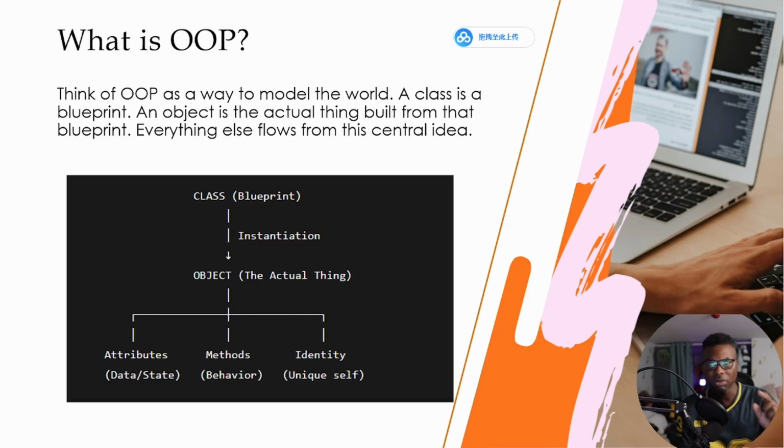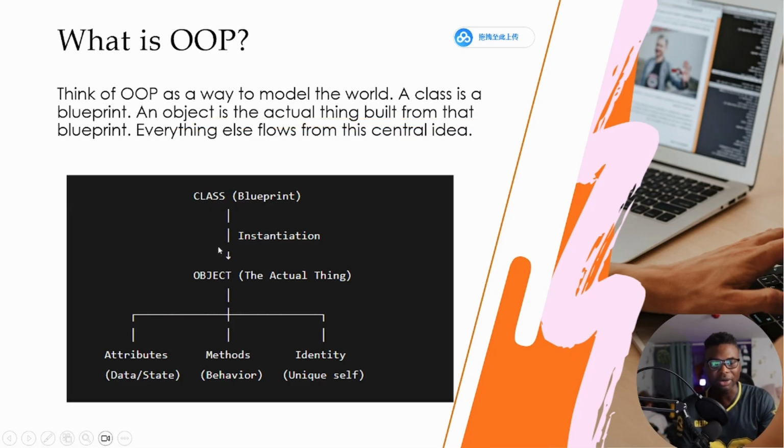What is OOP? I want you to think of OOP as a way to model the world. We use classes when we're dealing with OOP. So we have a class, which is a blueprint. We can then create objects from that class. So an object is the actual thing built from that blueprint. So everything else flows from this central idea.